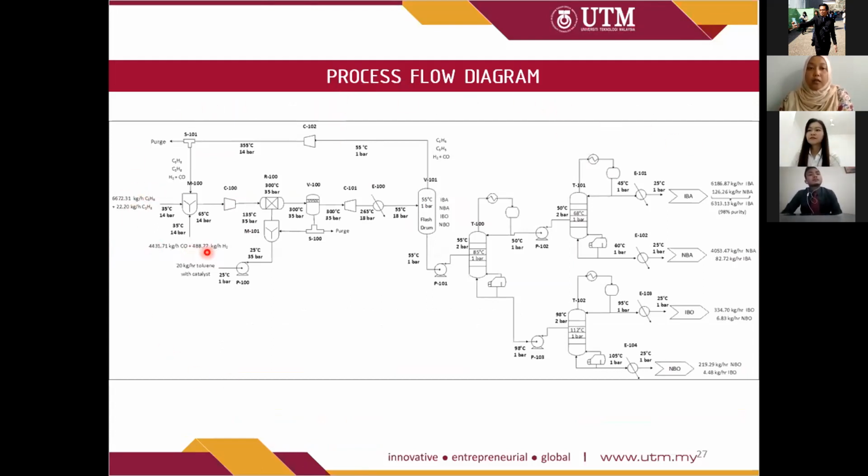So here the raw material will be fed, which is this place for syngas, and this is the feed for propene. From this, it will react in this reactor. Here we will separate the product and the unreacted raw material. Then our final product will be separated using distillation columns.